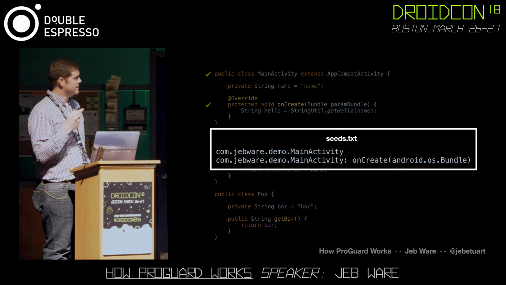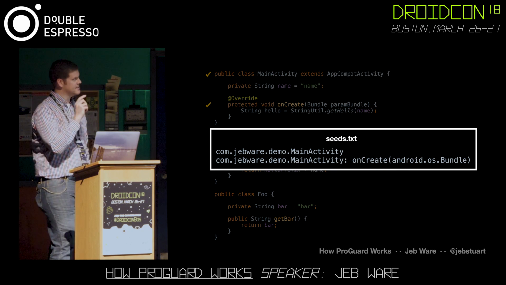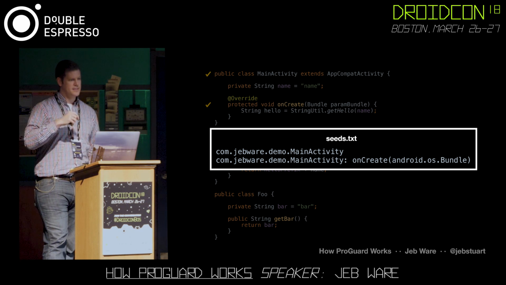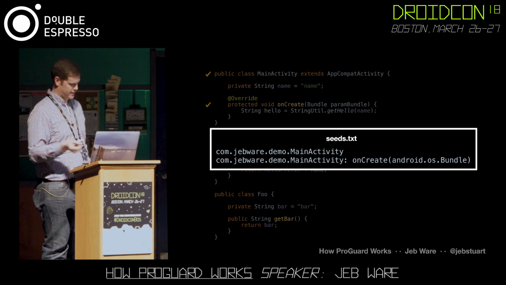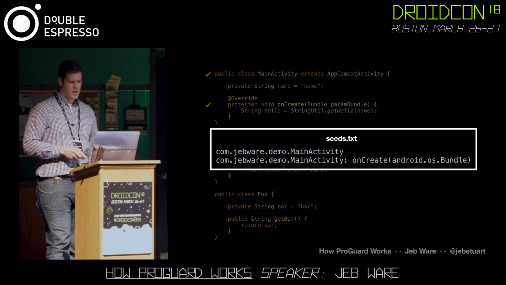So all of the places in your code that are entry points that match the keep rules, it writes those out as seeds.txt. So as Proguard's running through, there's some options for debugging that you can turn on. And by default, the Android configs start with seeds, which is your entry points.